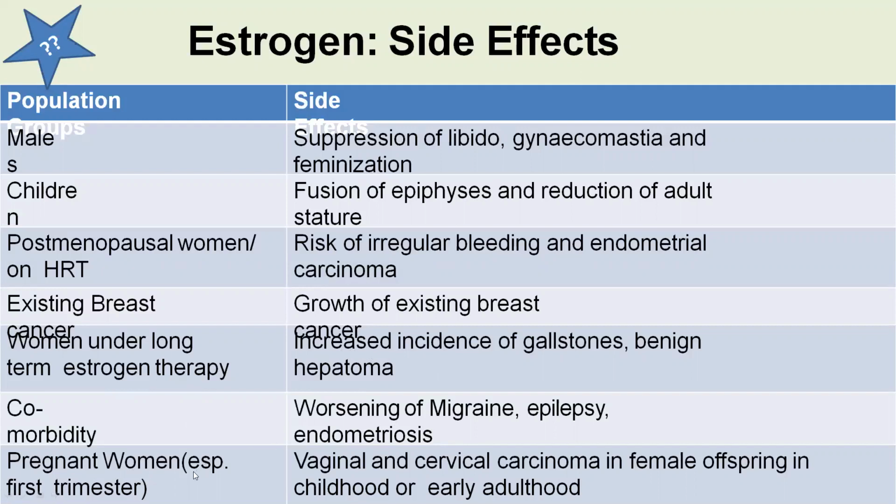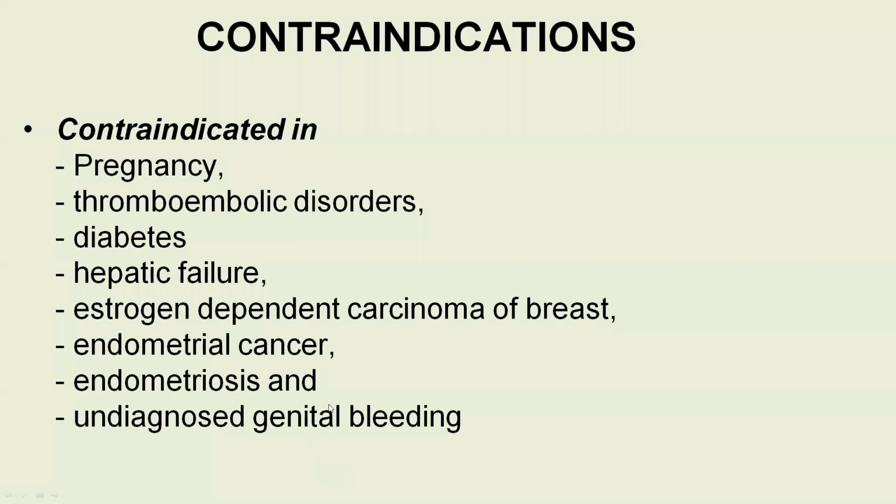Pregnant woman, if it is given in a pregnant woman, there is vaginal and cervical carcinoma in the female offspring in childhood or early adulthood. If the pregnant woman gives birth to a female child, there is increased risk of vaginal and cervical carcinoma later in life, either in early childhood or in early adulthood. Contraindications. So it is contraindicated in pregnancy. So we've already seen that. What will happen if we give it in pregnancy?